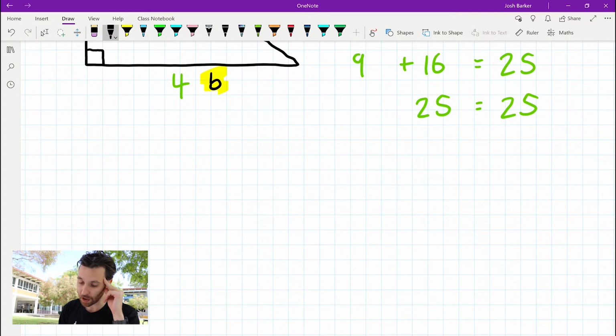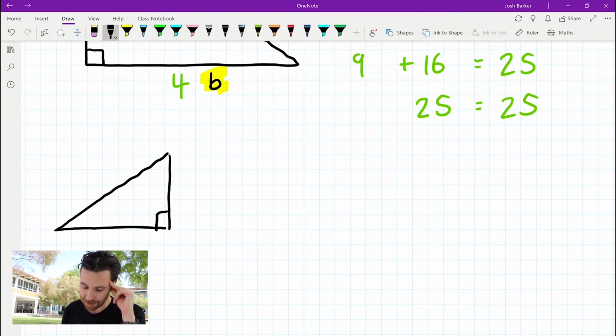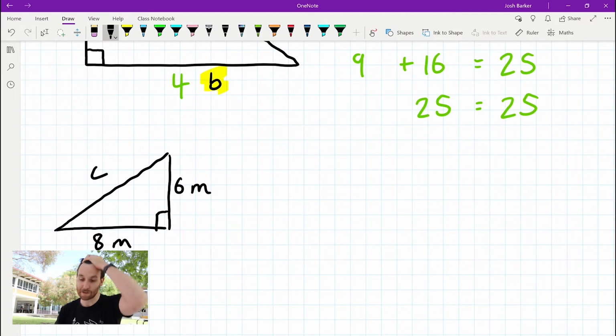Okay, so how can we use this to solve problems? What I'm going to do is draw the same right-angled triangle that you've got in your PowerPoint notes to help you out. So I've got a right-angled triangle, draw this along with me as well. It's got a bottom side length of 8 meters, a height of 6 meters, and we don't know what the hypotenuse is, so we'll just call that C for now.